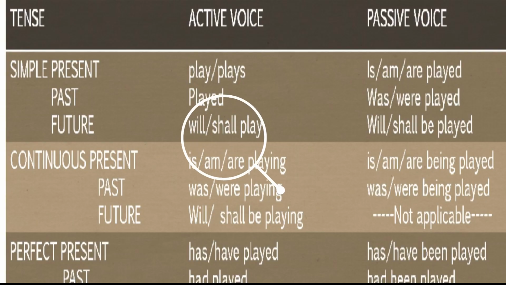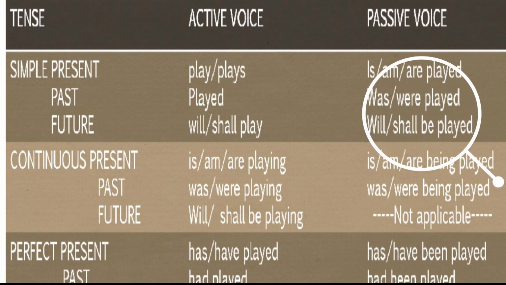In the future simple tense, in the active voice, we have the structure will or shall play. And in the passive voice, when we change it, there will be the use of the verb be and then the past participle of the main verb. So it will be "will be played," "shall be played."